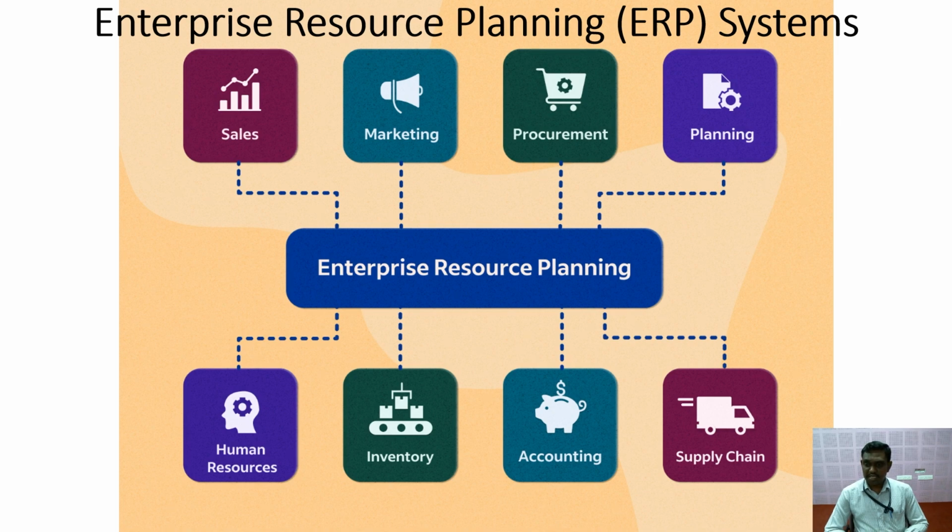And the next one is supply chain. So supply chain is a tracking system. Suppose we are sending goods from one place to another place, or we are getting things from one place to another place, we can easily track the goods and services, how far our goods are, like that. So these are the enterprise resource planning.